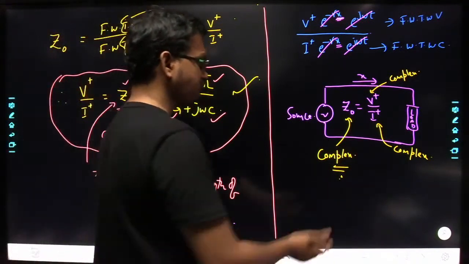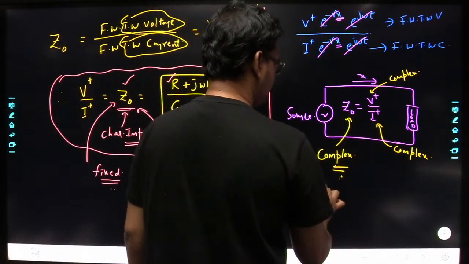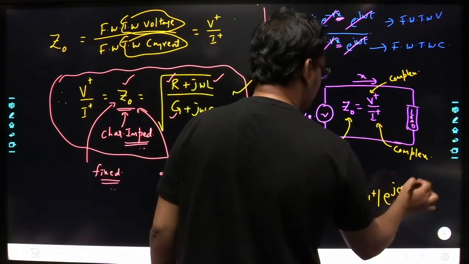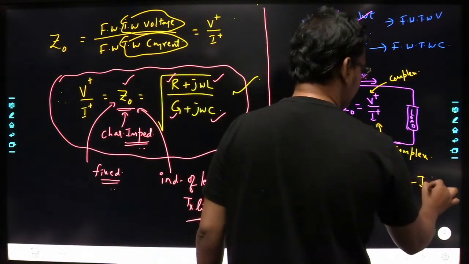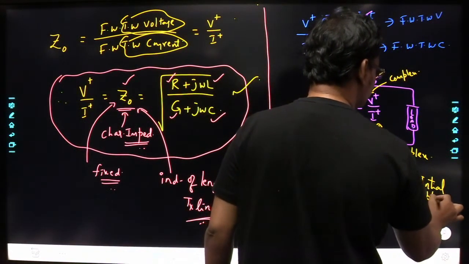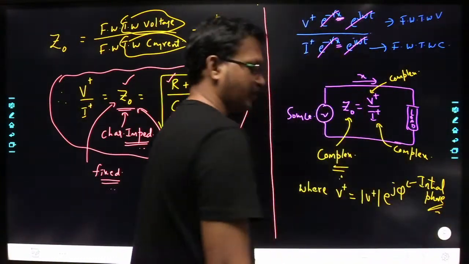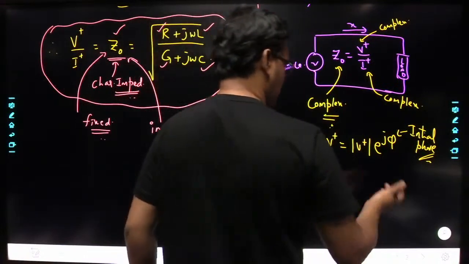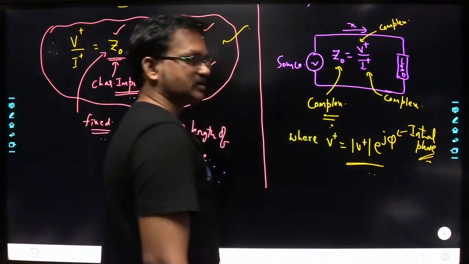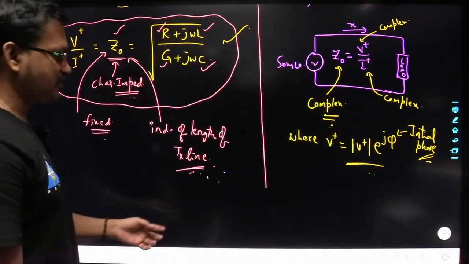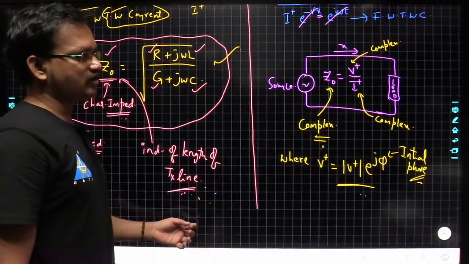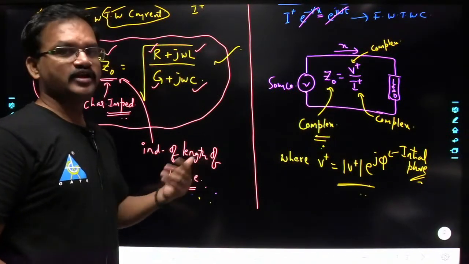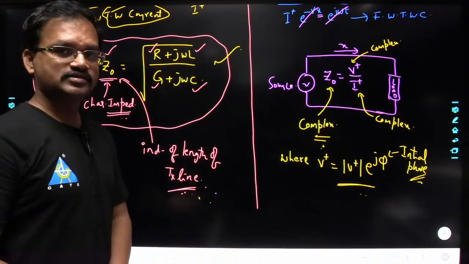So I have told that V plus we can represent as V plus into e power j phi, where phi represents the initial phase of the wave. I have explained all these things in the previous classes itself. Right? So I am just revising, since I have not taken the class for the last 1 week, so that's why I am briefly revising each and everything whatever we have covered in the previous sessions, right?